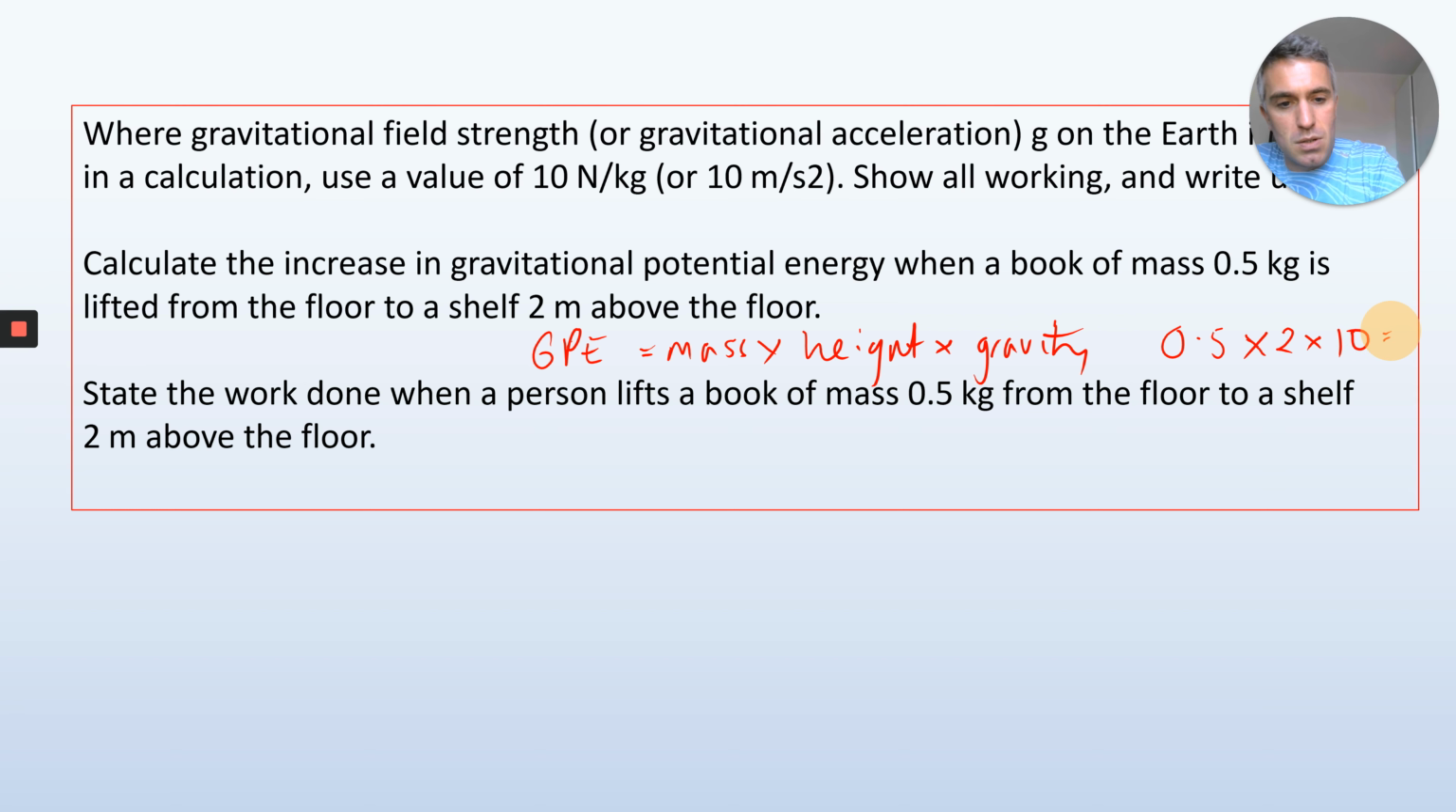It's like they've chosen those numbers specifically. 2 times 10 is 20, times half is 10. And that is 10 joules.